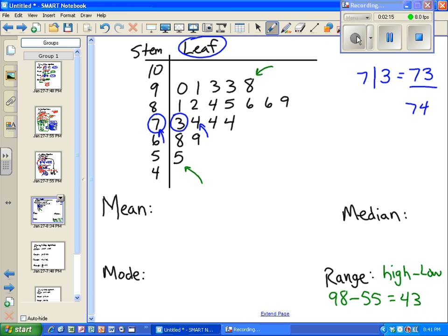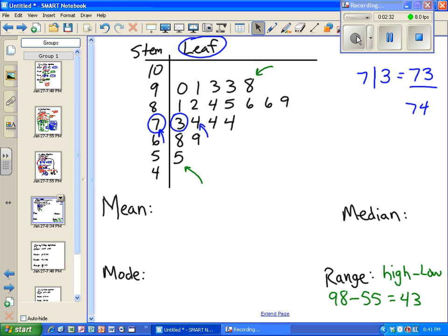It basically is telling me over what span all my data exists. And there are uses for it we'll get into later on, things you can interpret with that range value, like consistency. But right now, we'll just go through how to find it mathematically.